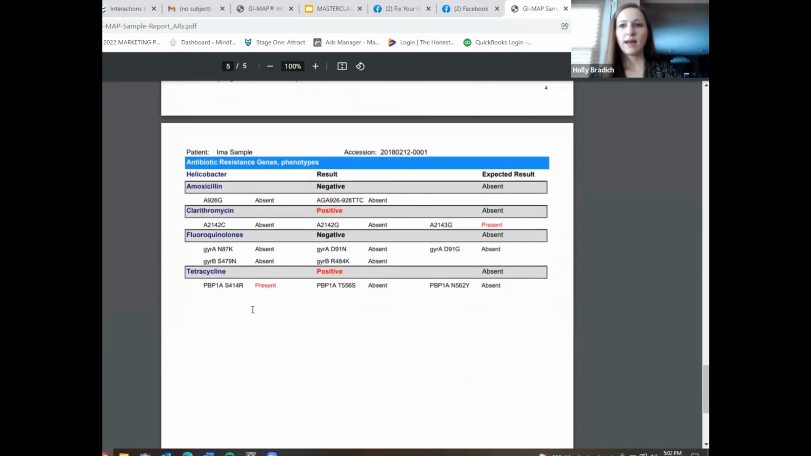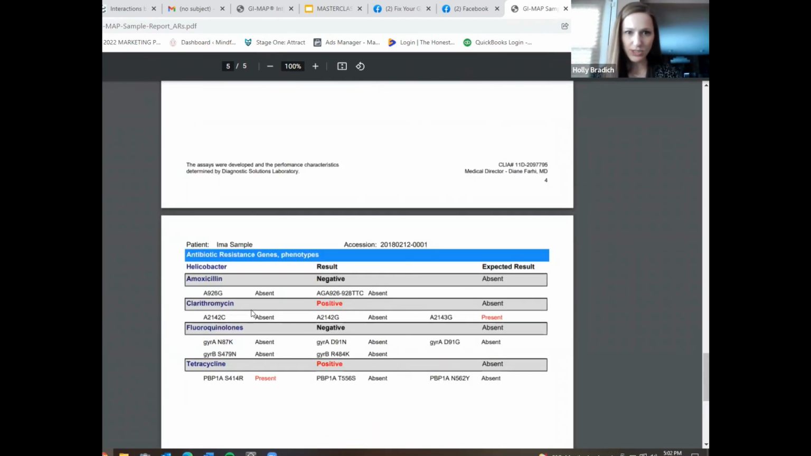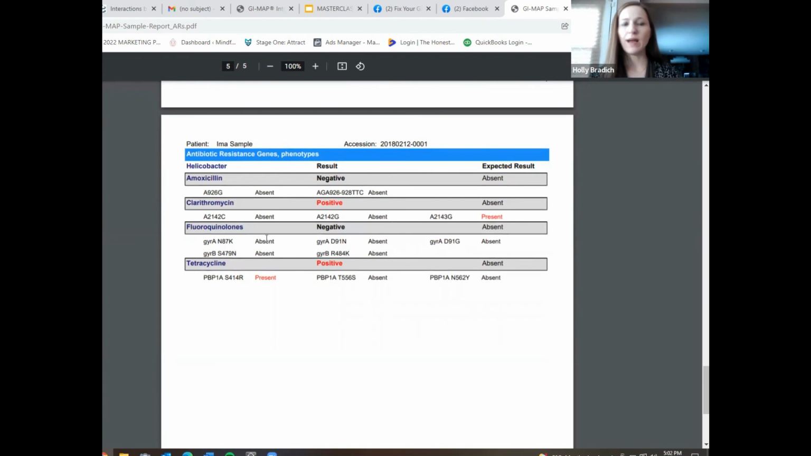So I think this is the last part, where it just tells me whether you have antibiotic resistant genes. These are common antibiotics. So this person has antibiotic resistance to clarithromycin and tetracycline.